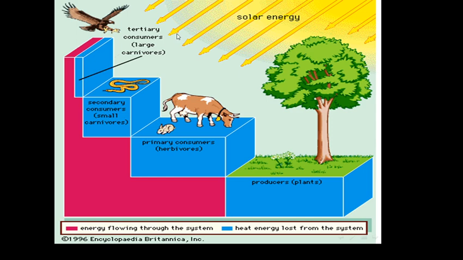And finally, the tertiary consumer, which means the third type of consumer. They are large carnivores that feed on the secondary consumers. They feed on small carnivores like the snake. Here the blue part is the heat lost from the system, while the pink part here is the energy flowing through the system.